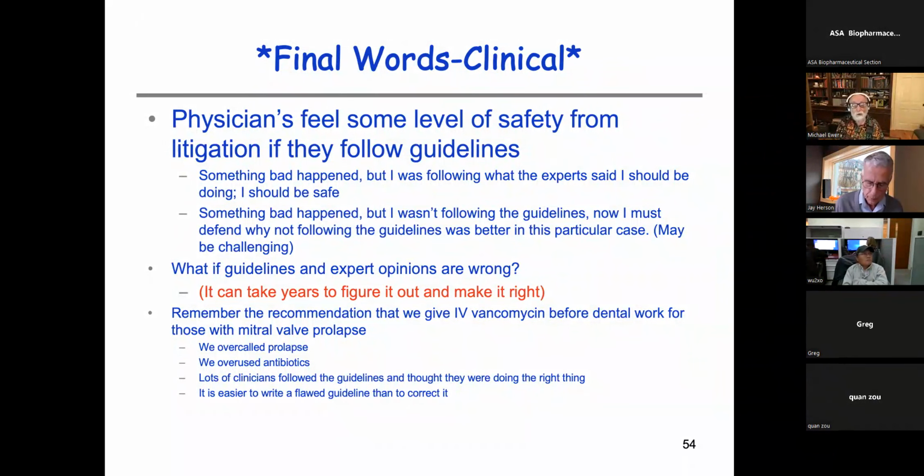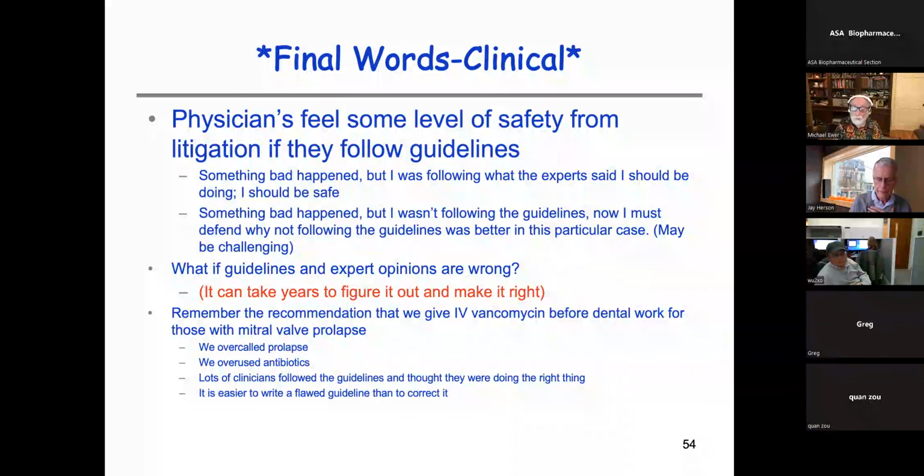So I remind you of a recommendation from a while back. Perhaps we have some older people in the audience that remember. But mitral valve prolapse was all of a sudden a huge problem, and endocarditis was considered a problem. So why not give intravenous vancomycin before dental work for those who had mitral valve prolapse? Well, there were a couple of problems. First of all, mitral valve prolapse was overreported because the criteria were not very good. And secondly, the risk was not all that well studied. We overcalled prolapse, we overused antibiotics, and lots of clinicians followed the guidelines and thought they were doing the right thing. It's easier to write a flawed guideline, by the way, than it is to correct it.